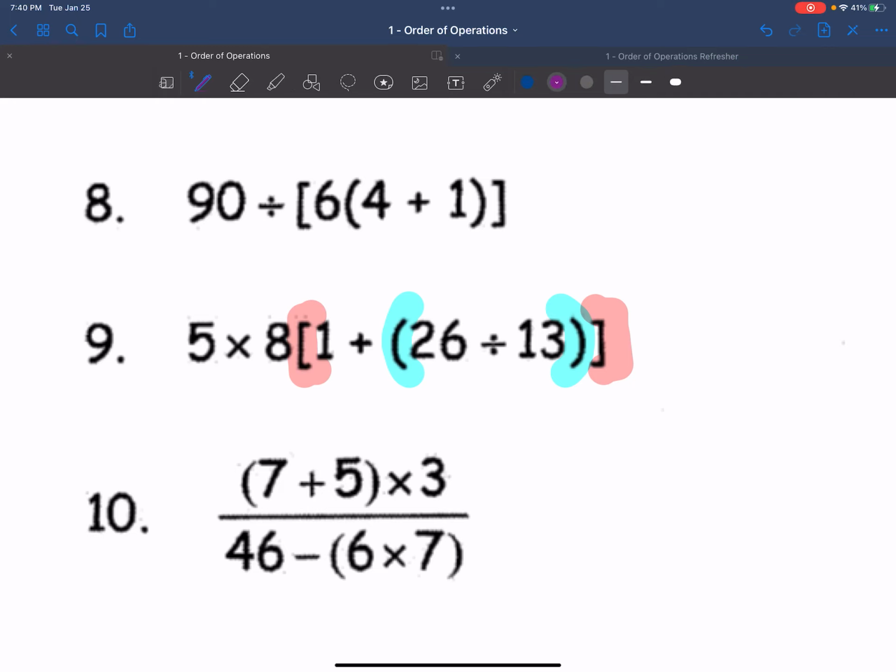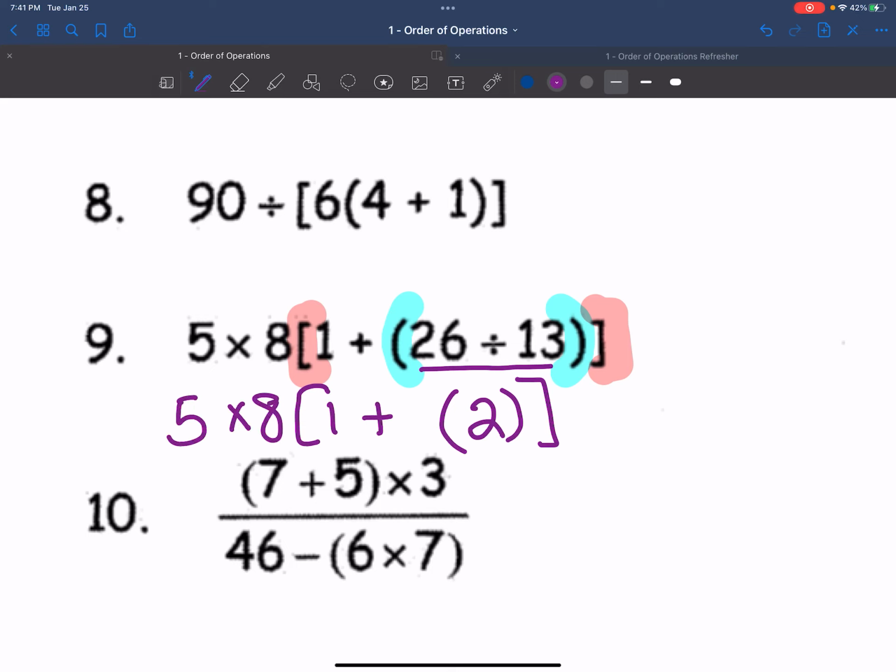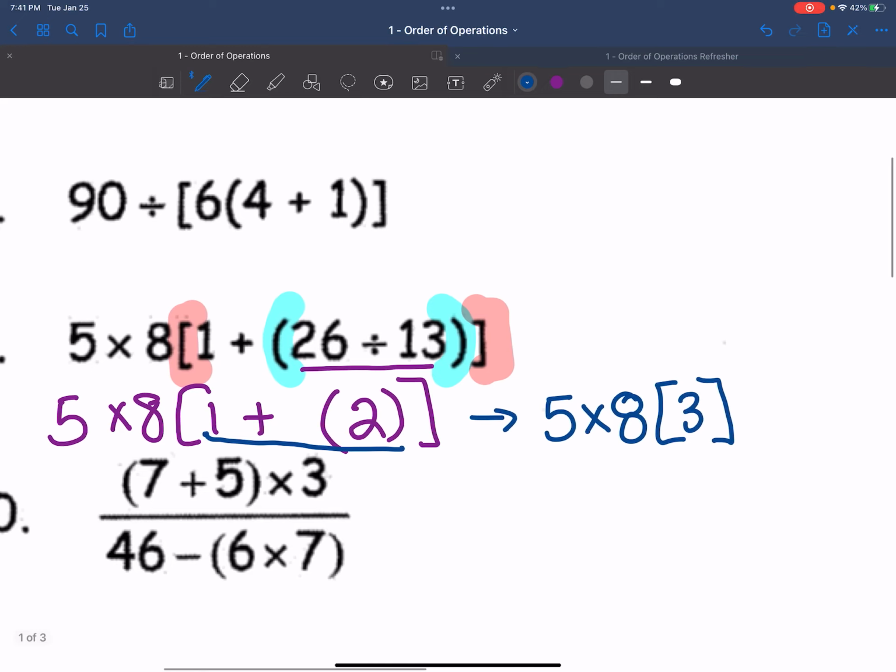So on the inside, the innermost is the blue highlight. So we have to do 26 divided by 13, which gives us 2. So we have 2. And then we bring everything else down because we didn't mess with anything else. Now we have 1 plus 2 inside of the square parentheses. 1 plus 2 is 3. So this now changes into 5 times 8. We didn't mess with that. Square bracket 3 because 1 plus 2 is 3. So that 3 is in the square bracket.